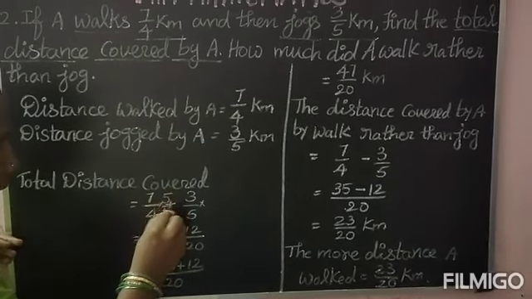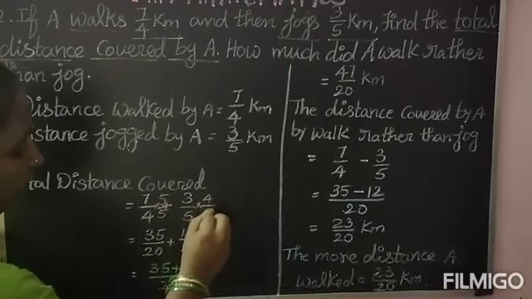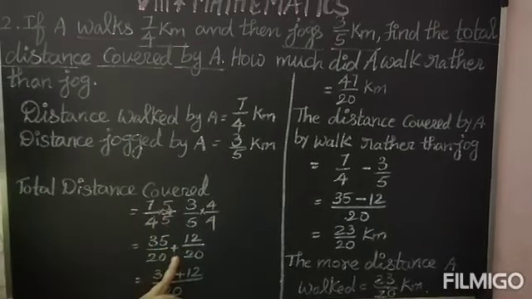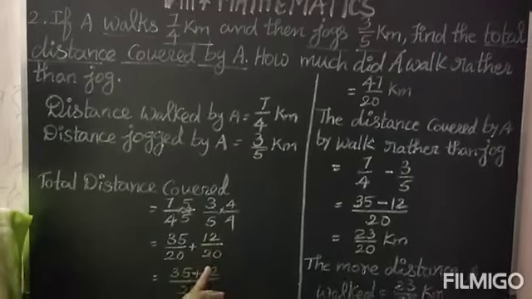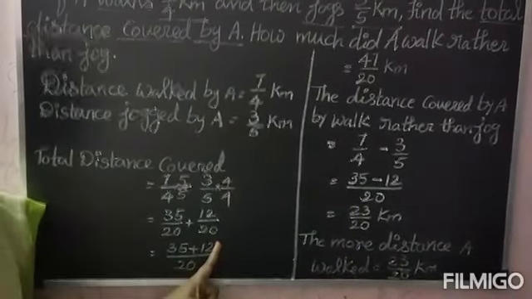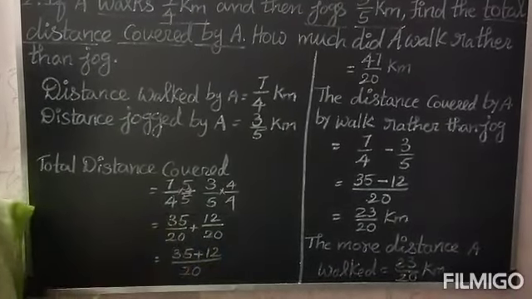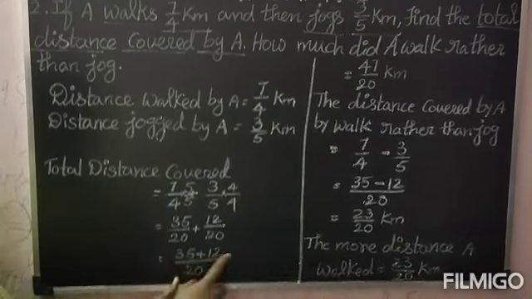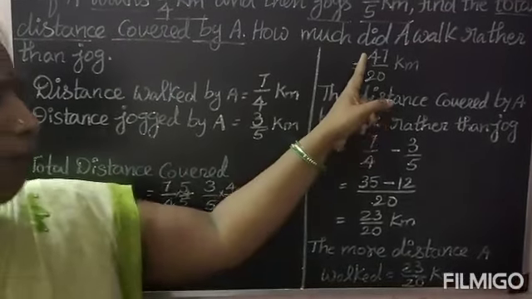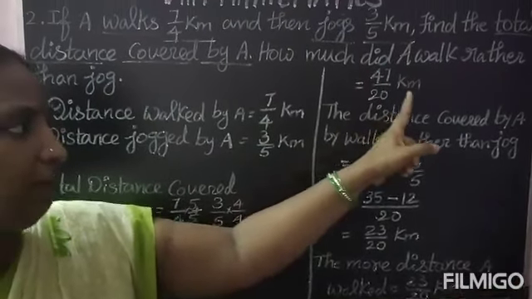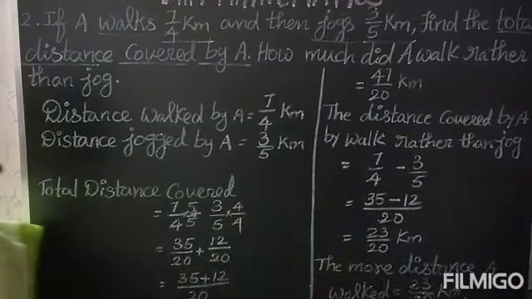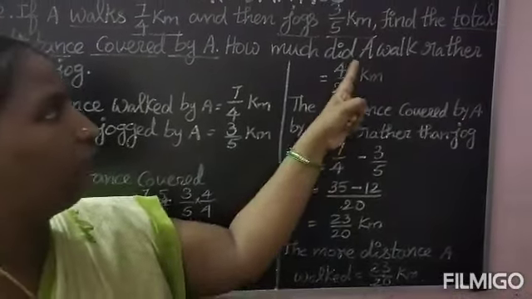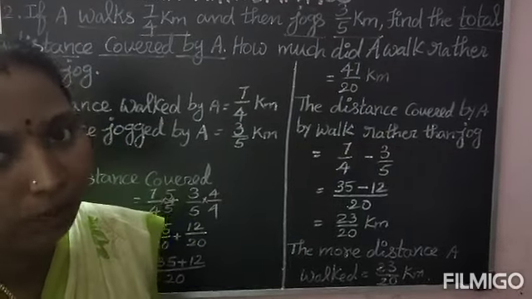So 5 divided by 5, here 4 divided by 4. So 7 5s are 35 by 20 plus 3 4s are 12 by 20. Now the denominators become same. You can add the numerators directly. So 35 plus 12 divided by 20. What is 35 plus 12? 47. So 47 by 20 kilometer. So total distance covered by A equal to 47 by 20 kilometer.